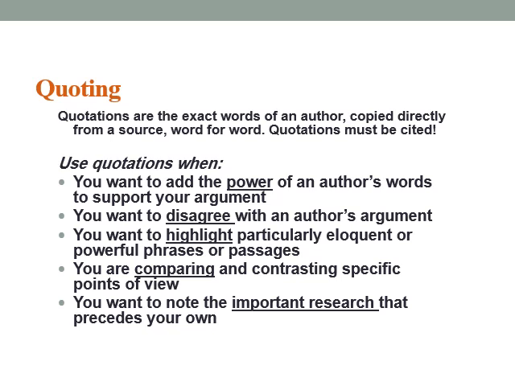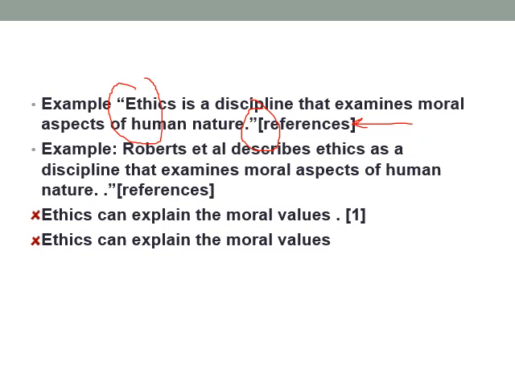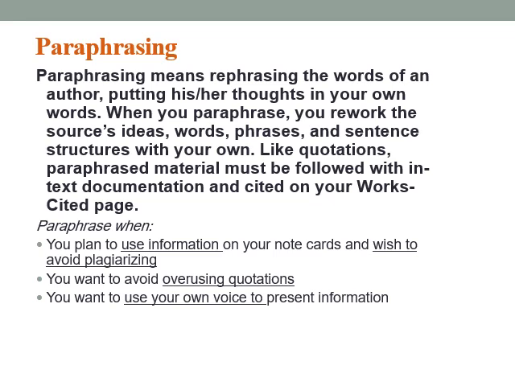You can disagree with the author. You can highlight certain phrases. You can compare and contrast. Okay? This is for quotation. But whenever you are quoting, you should use quotation marks. You see those red circles, they are the quotation marks. You should do it and then follow this with references. Paraphrasing means you are changing the sentence and the words to be your own.